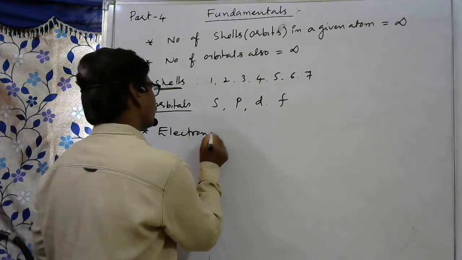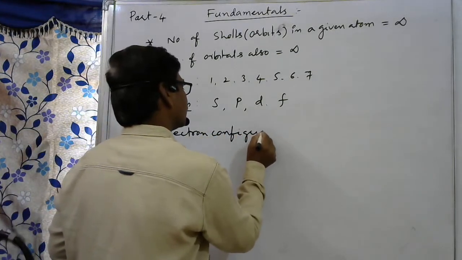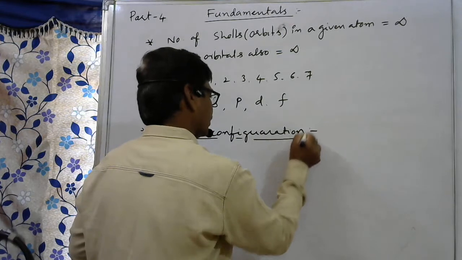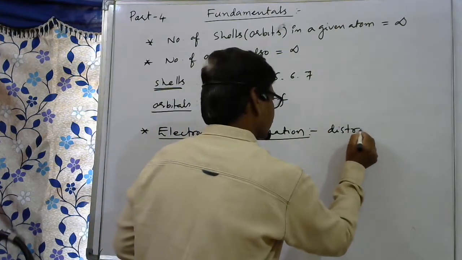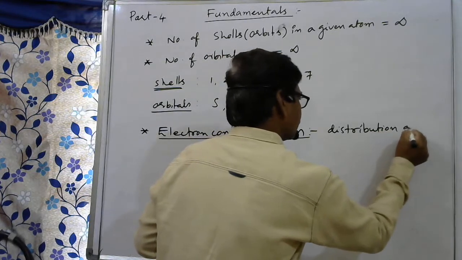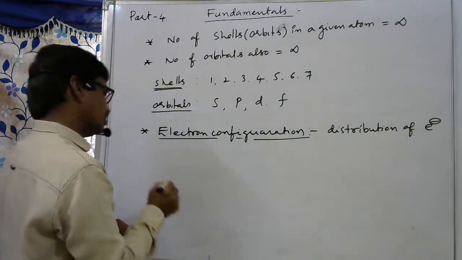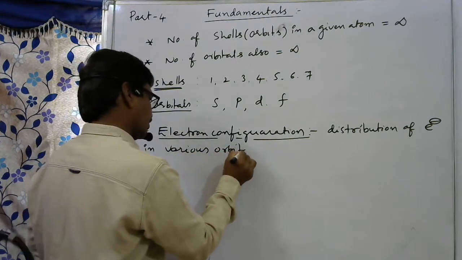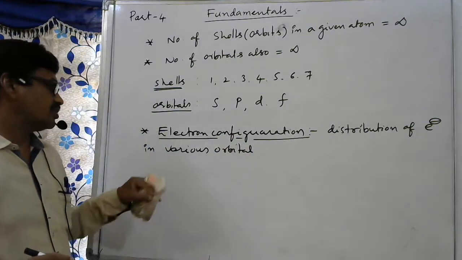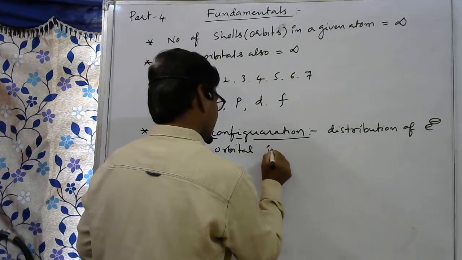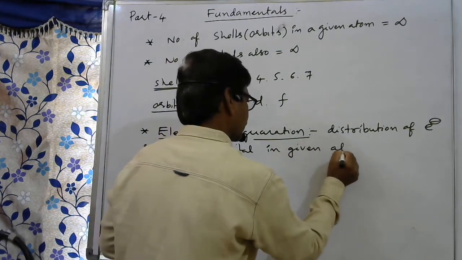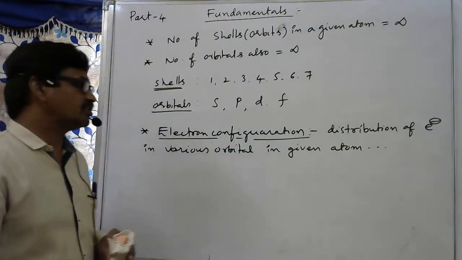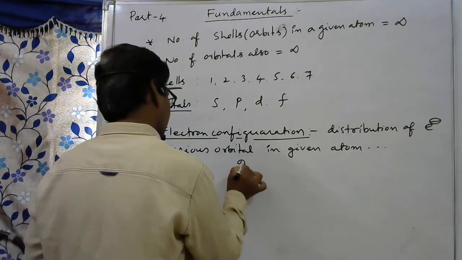So, electron configuration. Electron configuration is nothing but distribution of electrons in various orbitals in a given atom. What is electron configuration? It is distribution of electrons. Otherwise, we can say systematic arrangement of electrons.